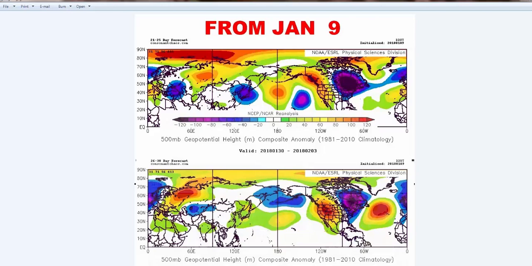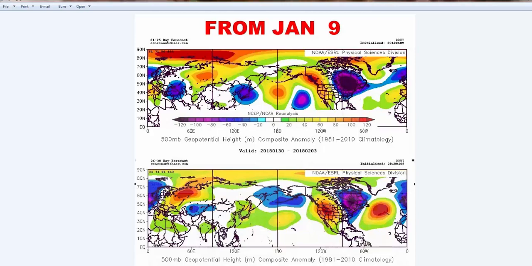Now, this is from January 9th, and this shows you the overall 500 millibar anomalies, positive and negative. So this would be a trough here. This is January 9th, and this is valid for the end of January and the 1st of February. See that? The 30th to the 3rd. Big trough here. And this is for January 4th to January 8th. Big trough here. Pretty impressive looking.